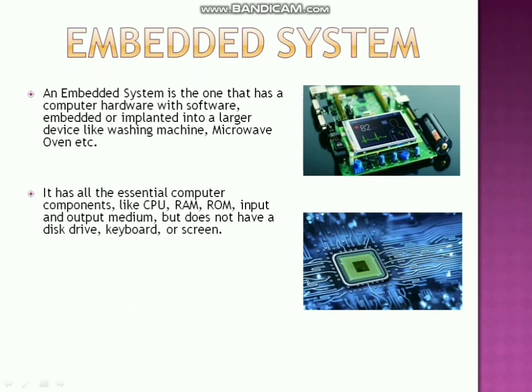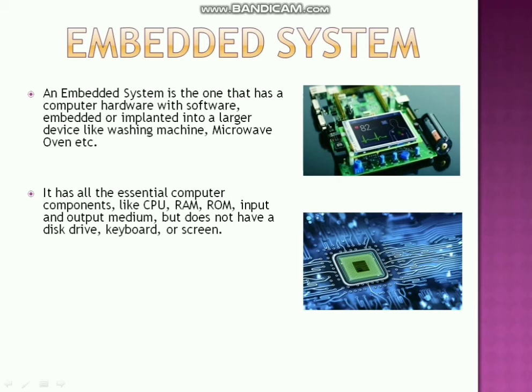It has all essential computer components. Whatever components a computer should have will be there in an embedded system also. Like, it will have a CPU for processing, RAM and ROM for storage, and input and output medium. But it does not have a disk drive, keyboard or a screen.